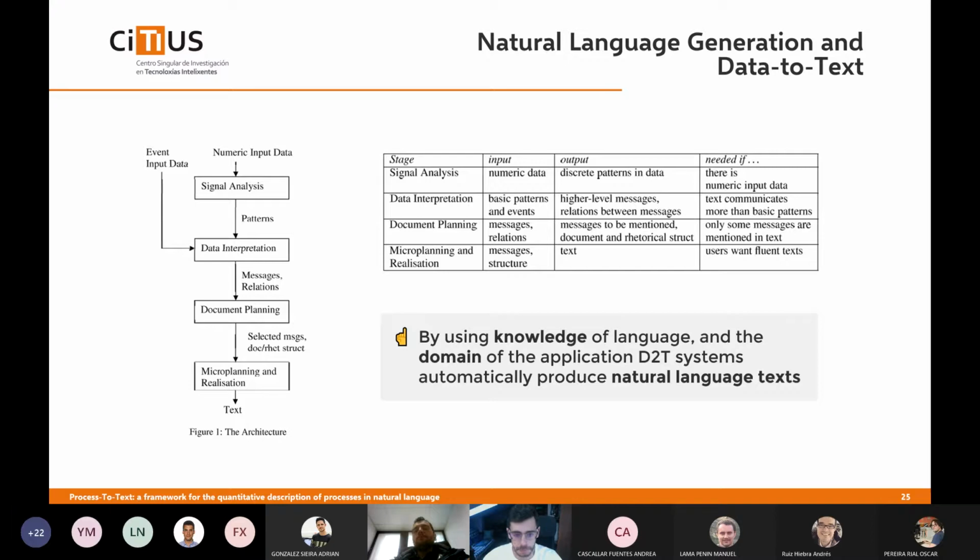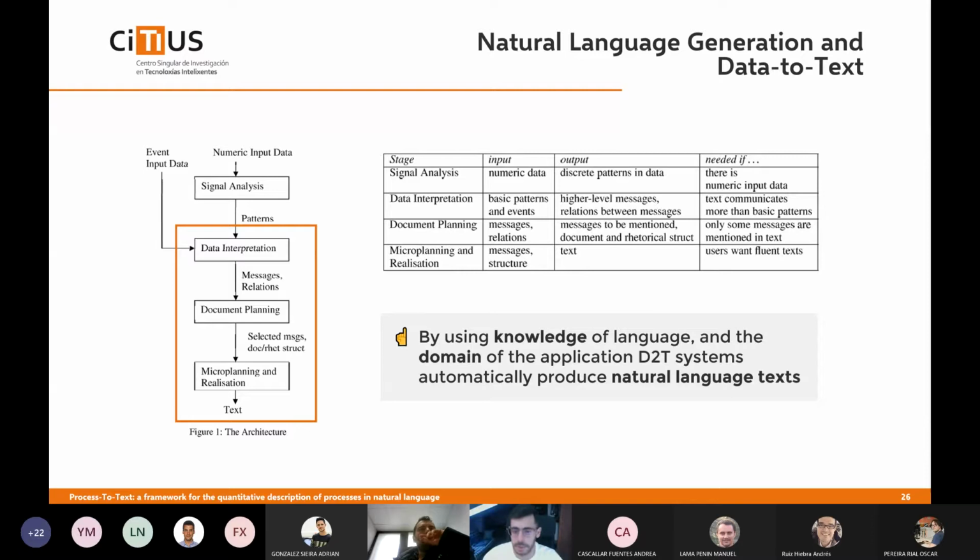research community. By using knowledge of language and the domain of application, data-to-text systems automatically produce natural language text from non-linguistic input data, such as sensor data or event logs. The basic pipeline consists of an event data interpretation stage, which uses domain knowledge to infer relationships or patterns between events and produce corresponding messages. Next, a document planning stage decides which messages should be conveyed to the users, and a final microplanning and realization stage converts these messages into natural language texts.